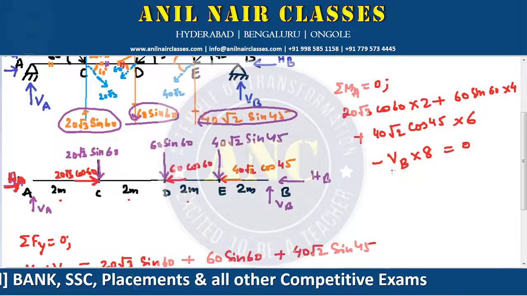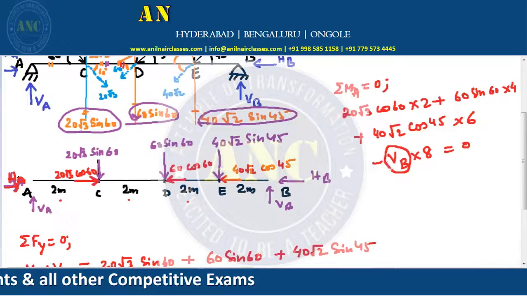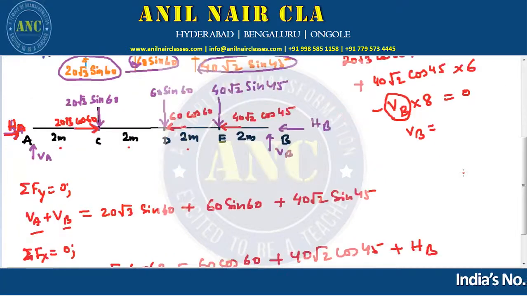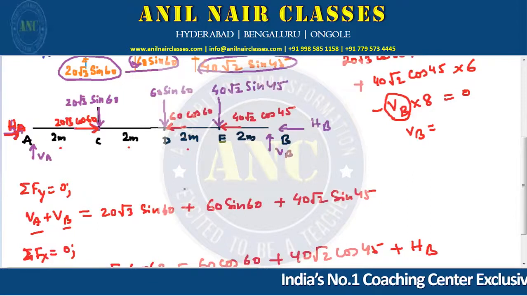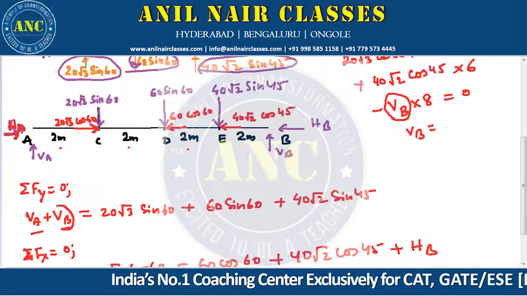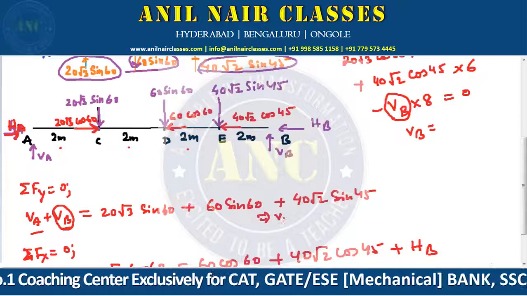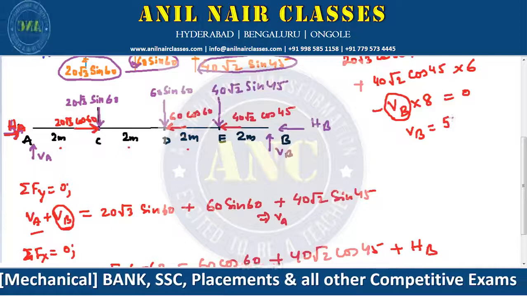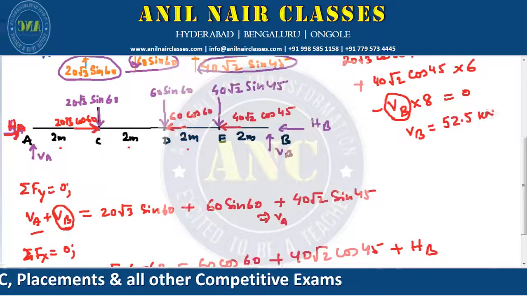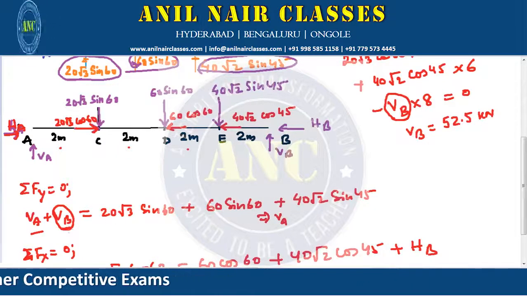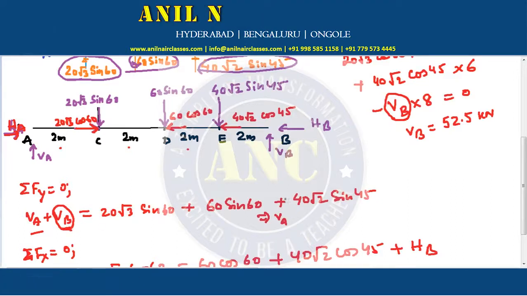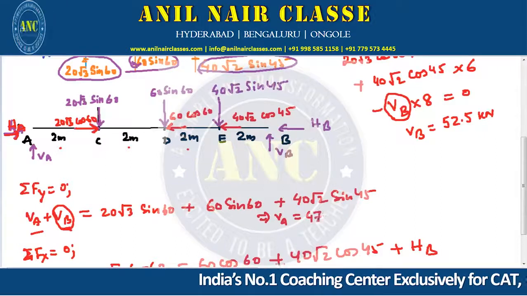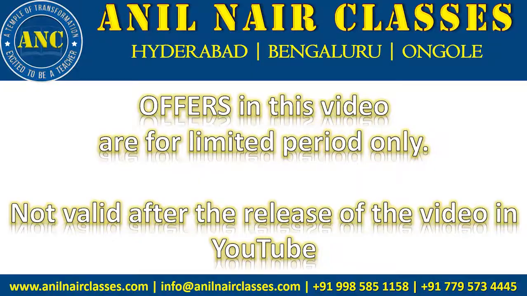From here the only unknown is VB, so we will get the value of VB. Similarly, when we put the value of VB in the earlier equation, we'll get the value of VA. So VB from here is approximately 52.5 kilonewton. When we put the value of VB as 52.5 kilonewton, we'll get the value of VA as 47.5 kilonewton.